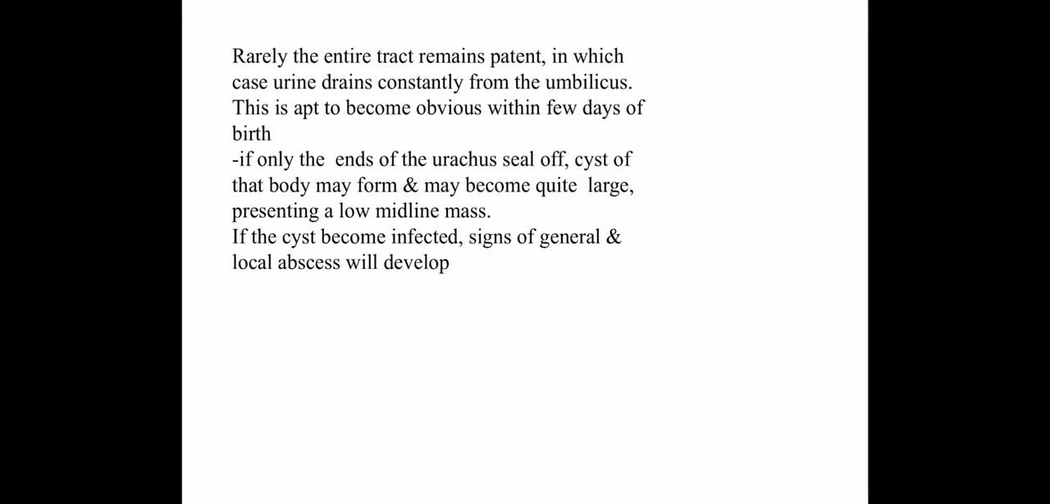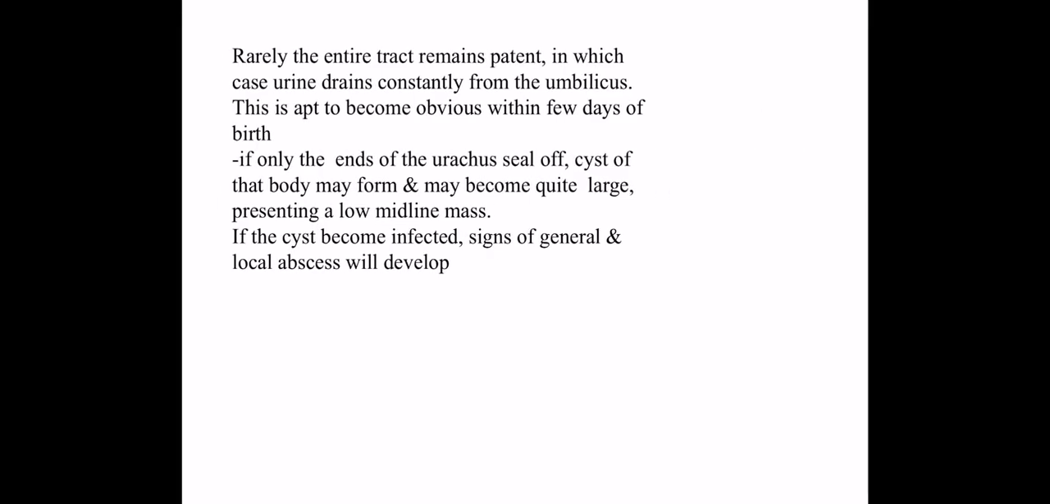Incomplete obliteration sometimes occurs. If obliteration is complete except the superior end remains open, then a draining sinus of the umbilicus will be formed. If it becomes infected, the drainage will be purulent. However, if the inferior end remains open, meaning the end attached to the urinary bladder, it will communicate with the urinary bladder, but this doesn't usually produce symptoms, and it causes what's called a bladder diverticulum.